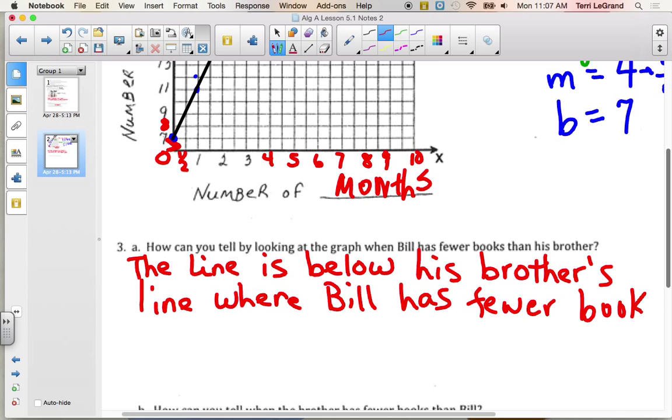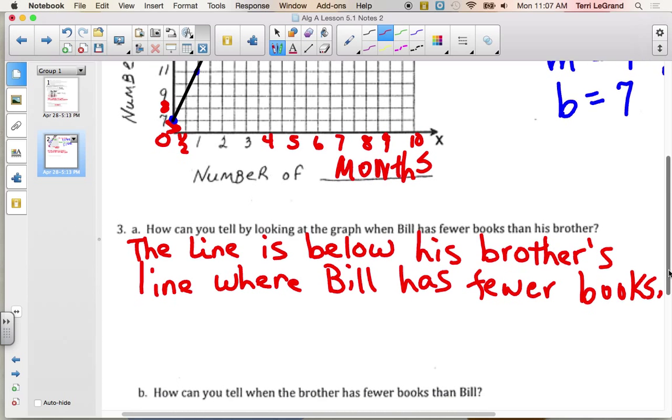Or in other words, after how many months does Bill have fewer books than his brother? Taylor? 5 months and beyond. That's when Bill's collection is smaller than his brother's, because the line is lower there.